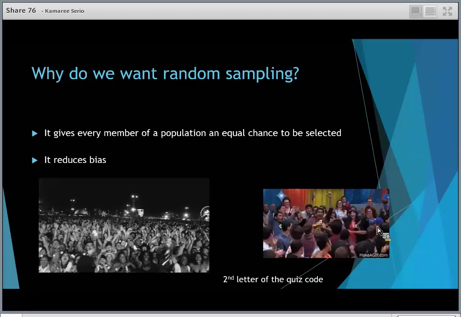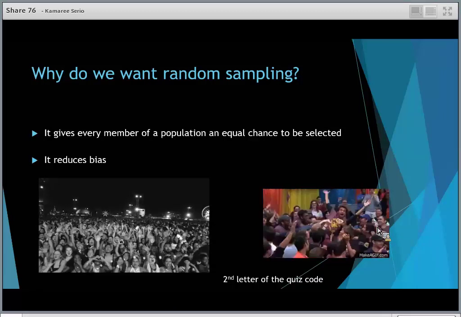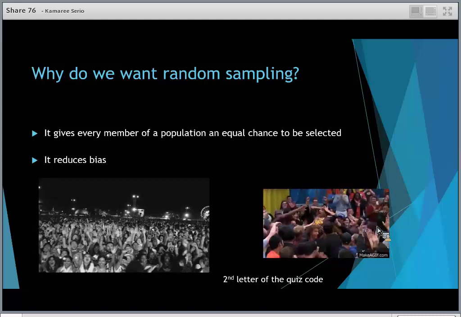The second letter of the quiz code is L as in light. L as in light. So you should have EL.